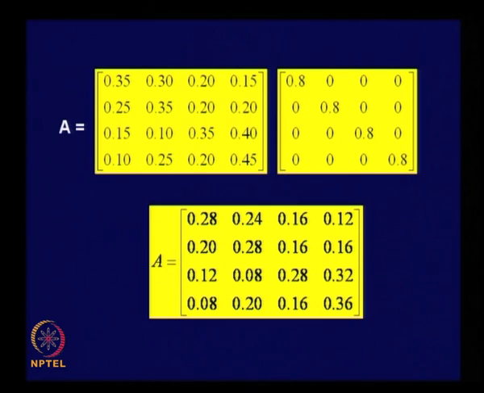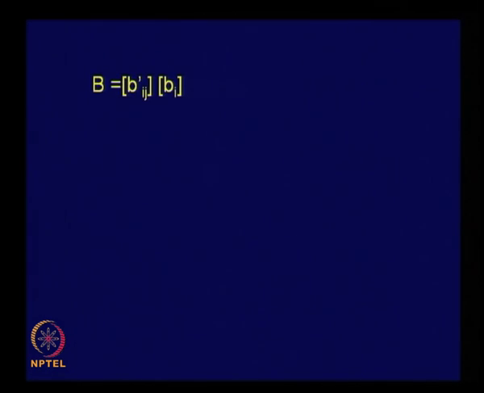Same rule is applied, I am directly giving you the result, right. On the same lines, get the value of B as B dash ij into Bi.